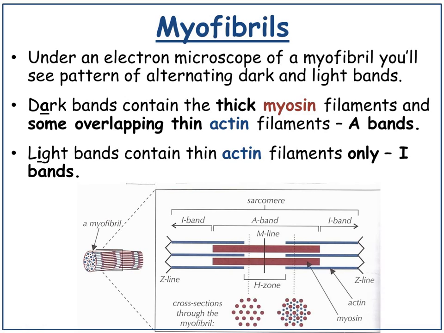So if you were to look at the myofibril under an electron microscope, you'd see a pattern of alternating dark and light bands. So it kind of looks striped under the microscope. And the dark bands contain the thick myosin filaments and also a bit of overlapping thin actin filaments. So together they make the A band. So the A band has the thick myosin and a bit of overlapping actin. And the light bands contain the thin actin only. So this would be the light or I band.